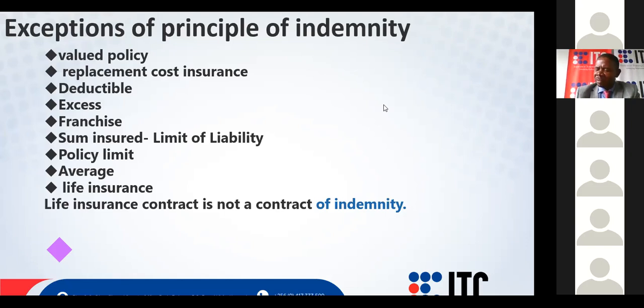Now in franchise, if the loss is less than the stated amount to be paid, I repeat, if the loss is less than the stated amount for the contribution, yes, the insurance company will pay nothing, will pay nil. If the loss is less than or equal to what is stated, the insurance company will pay nothing. I'll give an example for us to understand.